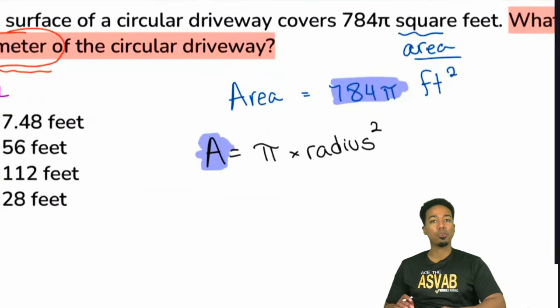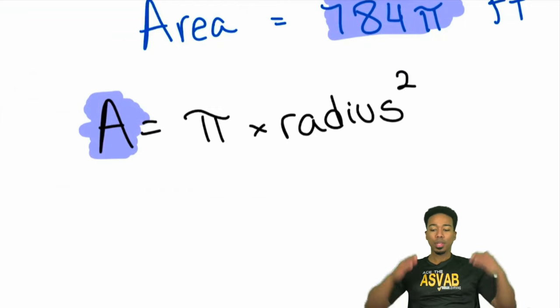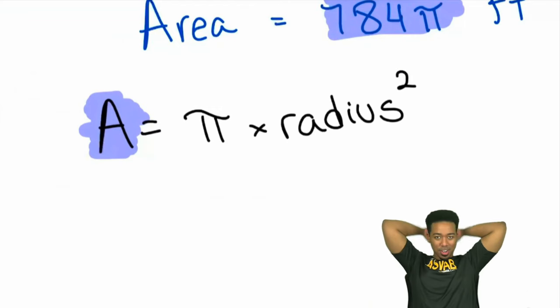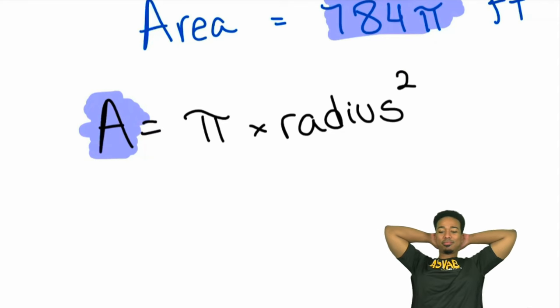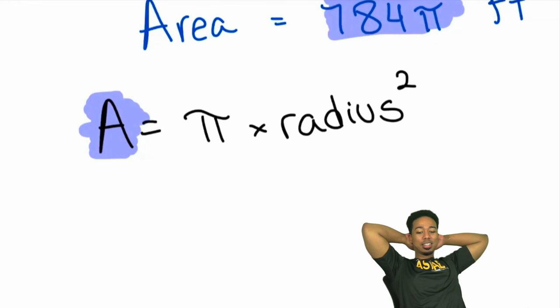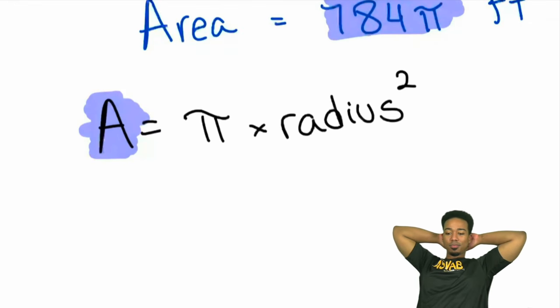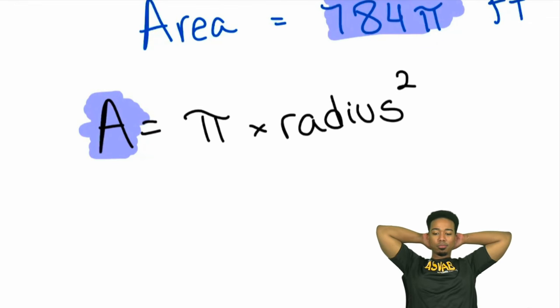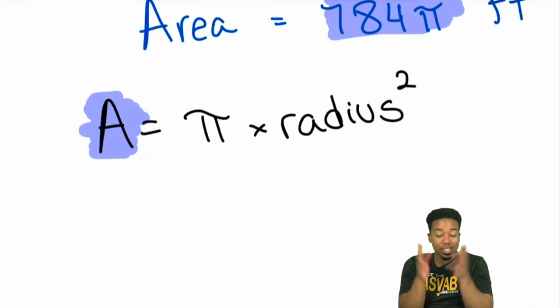What's the problem with this formula? We can plug in the area. What's the problem with what you see right there? What is the problem, my party people? No, pi ain't the problem. Radius is the problem. Yes, radius is the problem.